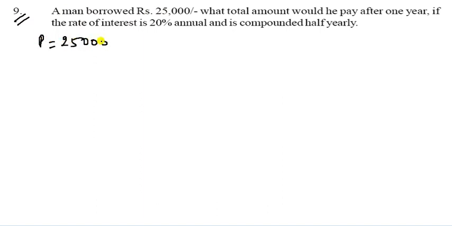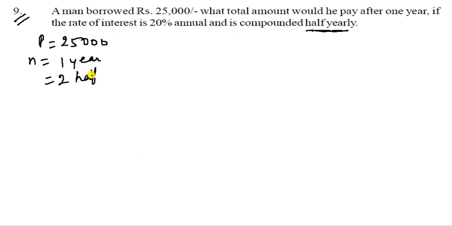So let us see the next question, that is the ninth question. A man borrowed rupees 25,000. So that is the principal amount, it is 25,000. What total amount would he pay after 1 year? So time is given. If the rate of interest is 20% annually and compounded half yearly, that is the most important thing.